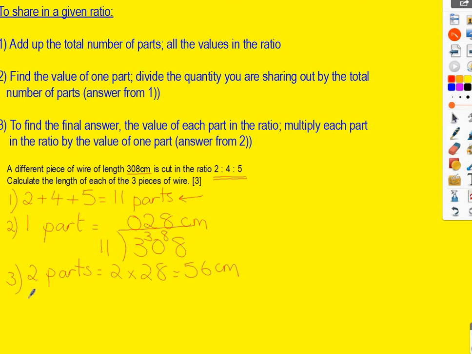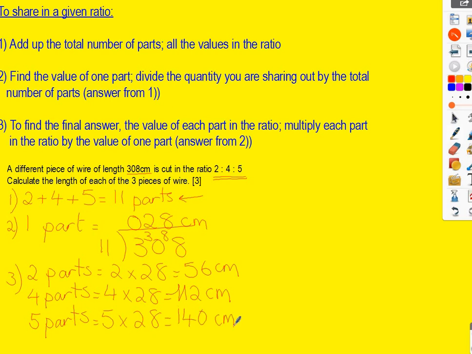The next value in the ratio is 4, so to work out the value of 4 parts, we're going to do 4 times 28, which gives you 112 centimetres. And finally the last value in the ratio is 5, so to work out the value of 5 parts, we're going to do 5 times 28, which gives you 140 centimetres.